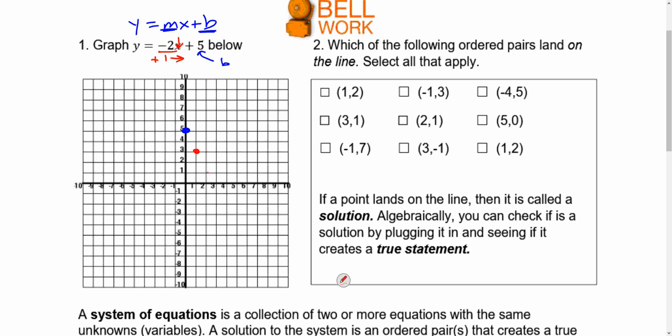Down 2, right 1. Hey guys, over there there's an iPad right there. If you guys just unlock the iPad, you can see the new seating chart, so you can find your seats.